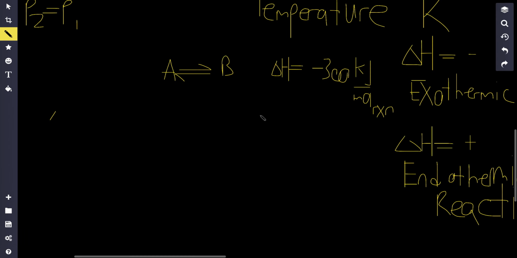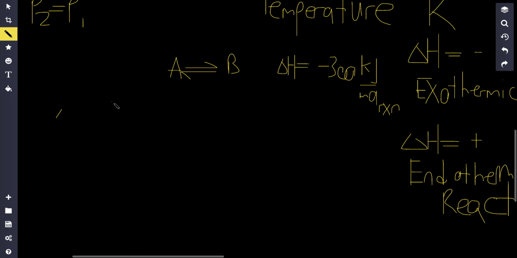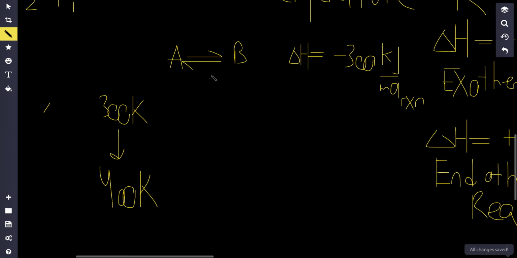So let's just say that this reaction is occurring at 300 degrees Kelvin. And let's say you increase the temperature to 400 degrees Kelvin. So which way will the reaction shift? Well, I can rewrite this reaction as A is at equilibrium with B, and I'm going to put a plus heat at the end.